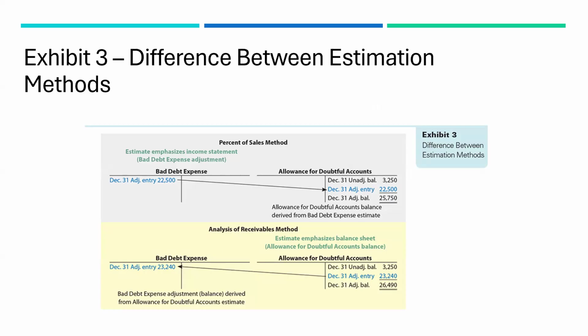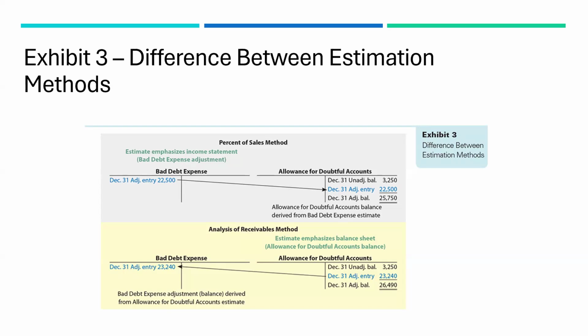And so in this method, under the percent of sales method, our bad debt expense was $22,500. And then under the aging or analysis of receivables method, it was $23,240. So it's a difference of almost $1,000 based on the estimation method. And it really just depends on what the business determines is most accurate and the easiest method that they can perform as an accounting team while being the most accurate.